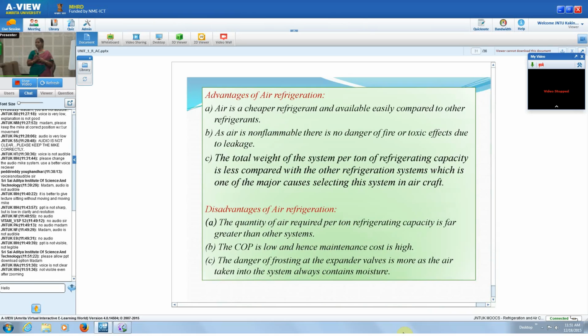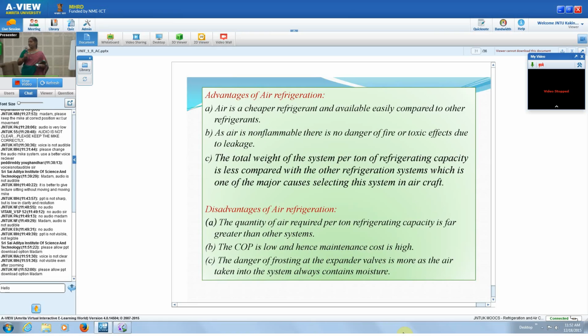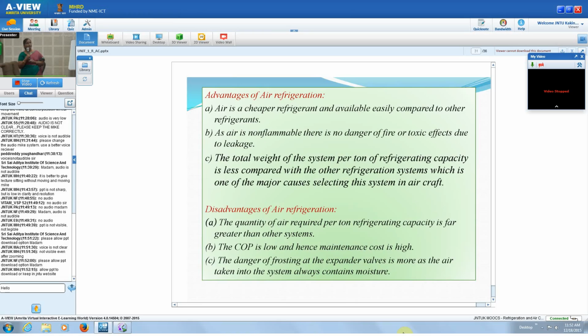So let us see the advantages of air refrigeration. Some of the advantages we have already seen, because air is available in plenty, the atmosphere itself. It is a freely available refrigerant, and also non-toxic. Air is a cheaper refrigerant and easily available compared to other refrigerants, which are costly, manufactured, and also scarce. As air is non-flammable, there is no danger of fire or toxic effects due to leakage. The weight of the total system per ton of refrigerating capacity is less compared with other refrigeration systems, which is one of the major causes for selecting it for aircraft refrigeration.